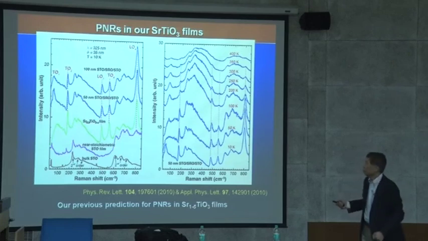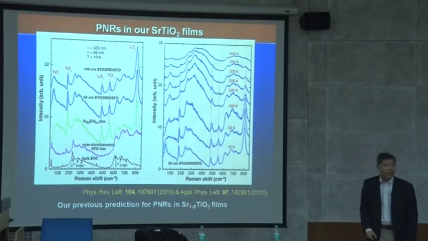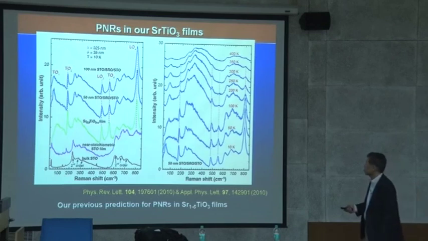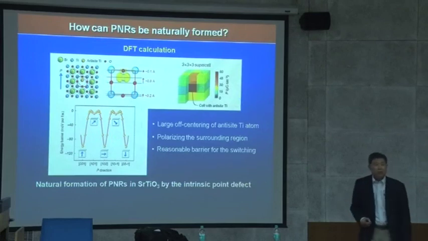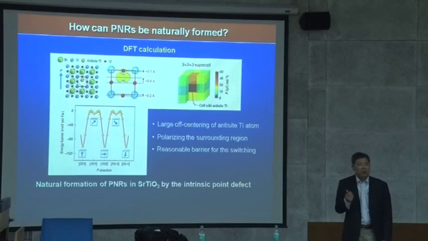But why didn't it show any ferroelectricity in this one? Because it's embedded in between. But Raman measures everywhere. So the first starting point is: what is the nanopolar region? What caused these nanopolar regions in pure strontium titanate?